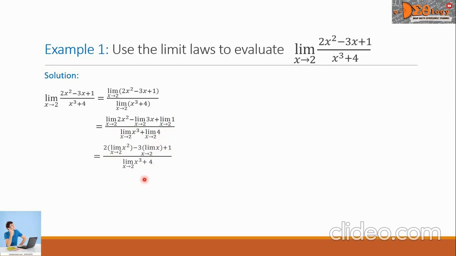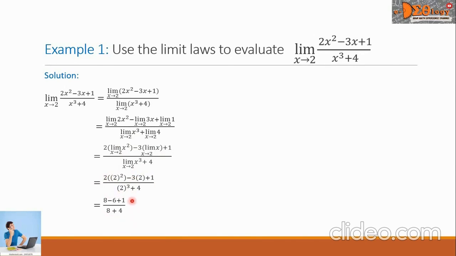On the next step, we will now evaluate the limits respectively. Substitute the value 2 to the x in here, here, and also down here. So we have now 2 times 2 squared minus 3 times 2 plus 1 all over now 2 cubed plus 4. The numerator now becomes 8 minus 6 plus 1 all over the denominator 8 plus 4.